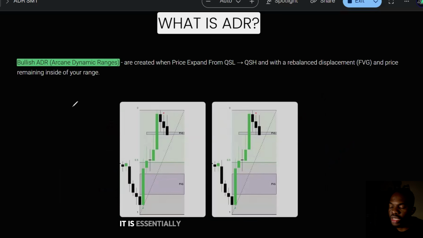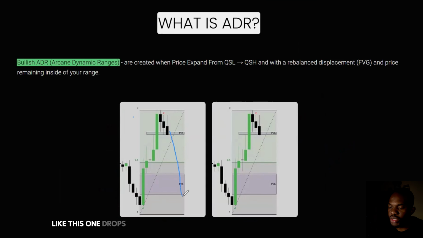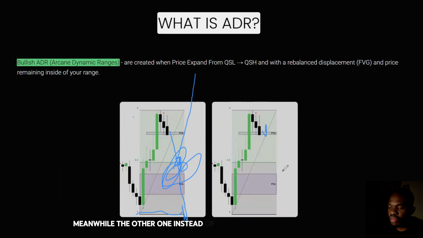It is essentially a true, qualified range like this. One drops and takes out the low of that range, instead of simply remaining inside of the range and then expanding. Meanwhile, the other one, instead of taking the low, comes maybe close to getting it or just comes to the next PD area right here, wicks below that, respects it, and then starts pushing up.